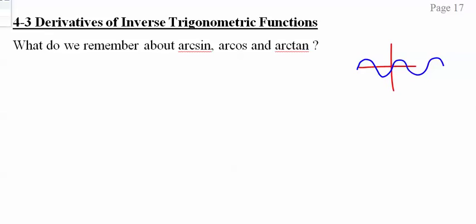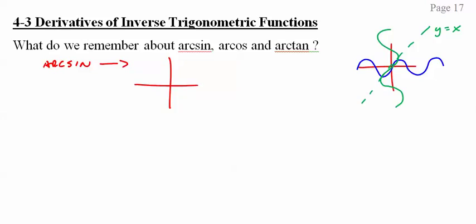And some people remember, oh, it's a reflection through the line y equals x, which is good. So instead of doing that, it does this. But it's not a function if we do it that way. So for arc sine, we limit the domain to this. And you can see this on your calculator.